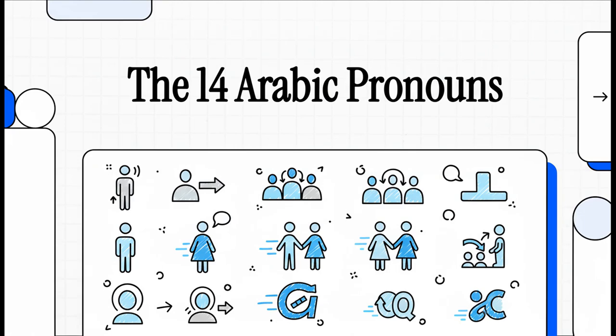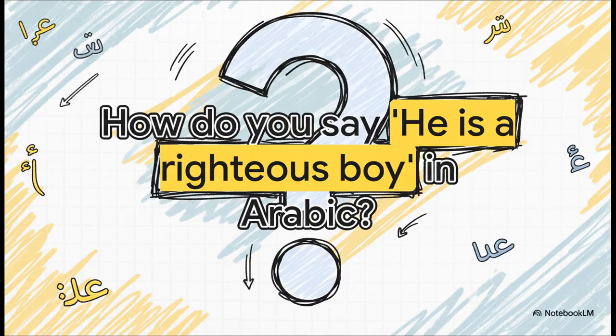All right, let's jump right in. Today, we're unlocking a fundamental part of Arabic, the 14 detached pronouns. Honestly, if you want to build sentences, you've got to master these first. Now, you might be looking at this and thinking it seems a little complex, but trust me, by the end of this short explainer, you'll know exactly how to build this sentence and a whole lot more. Okay, let's get into it.